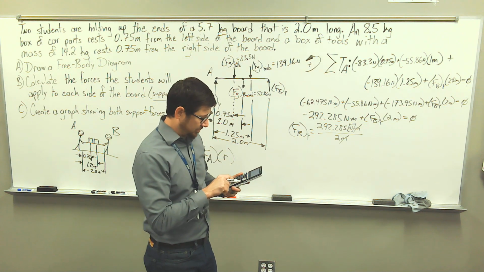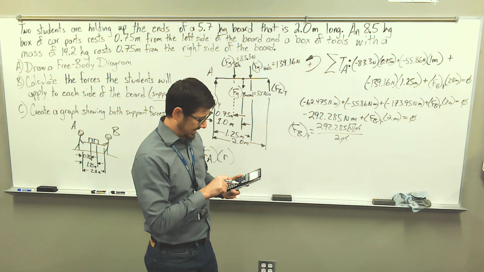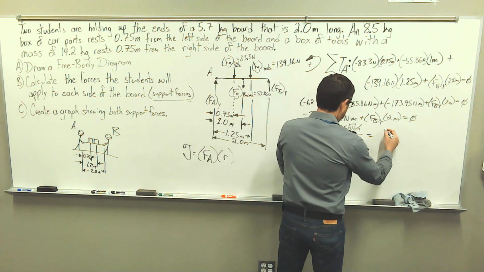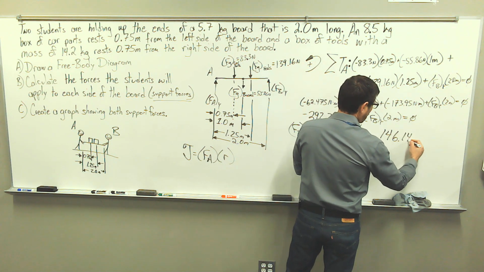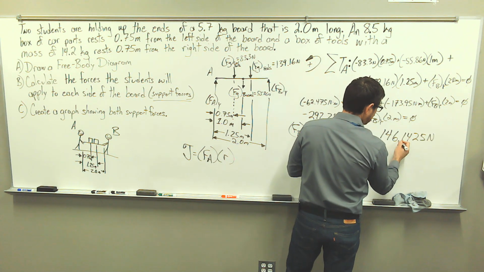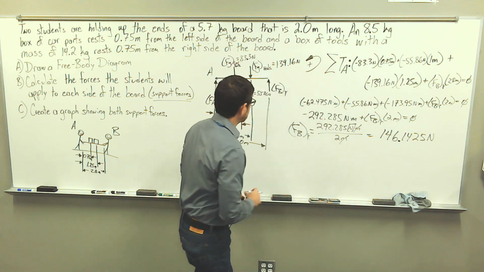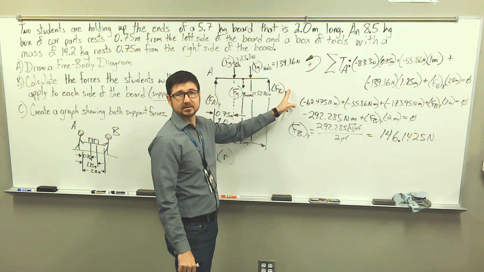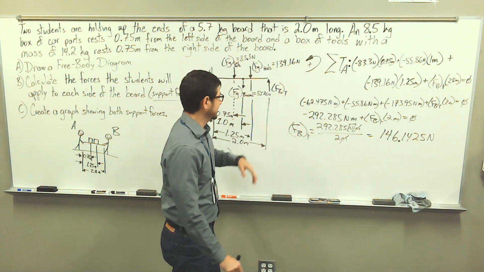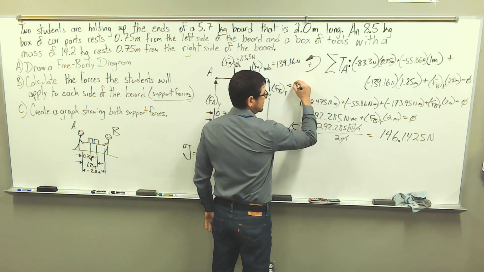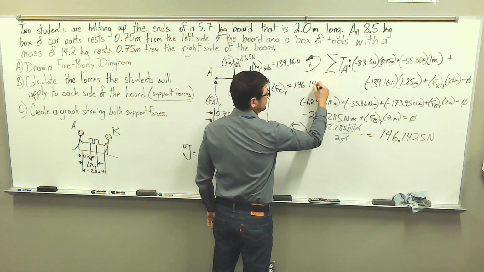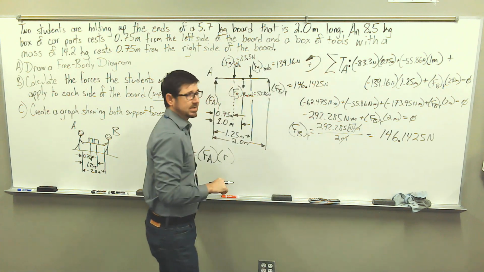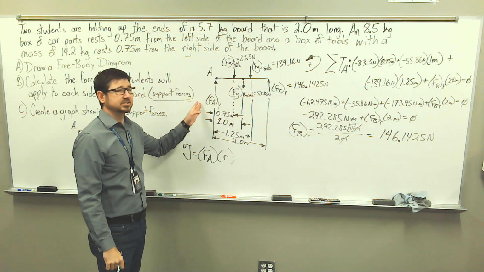So I've got 292.285 divided by 2. This is going to give me a positive 146.1425 newtons. And so on the free body diagram, let's go ahead and label support force B: 146.1425 newtons.